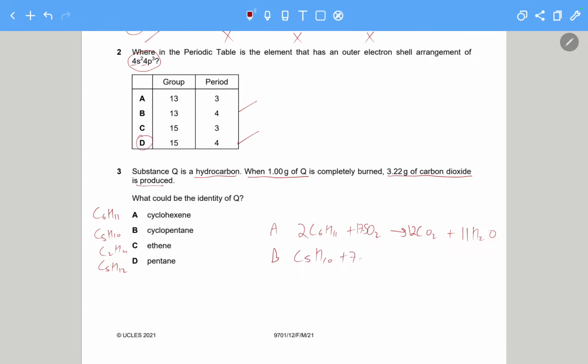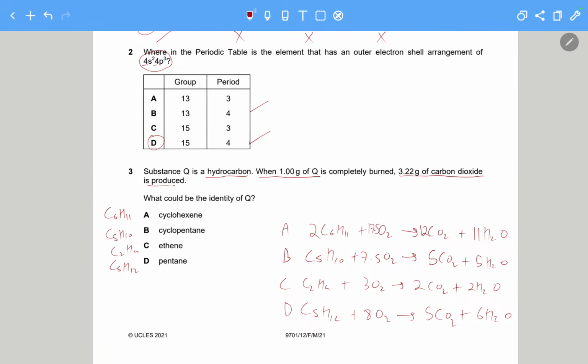C5H10 plus 7.5O2 gives, you can see if the balancing is correct later on, plus 5H2O. C, it is C2H4 plus 3O2 gives 2CO2 plus 2H2O. Then D, it's C5H12 plus 8O2 gives 5CO2 plus 6H2O. Now, we have these balanced equations, and I think all of them are balanced if I've done it correctly.